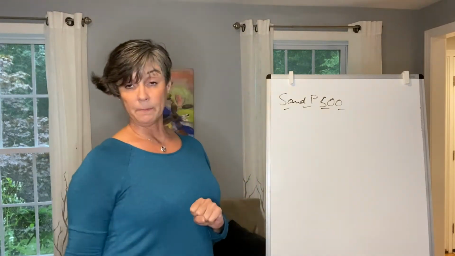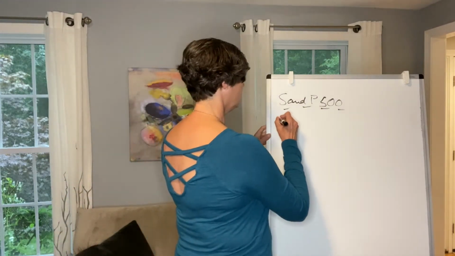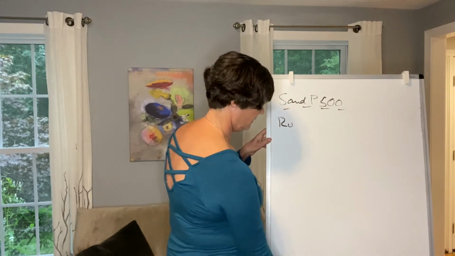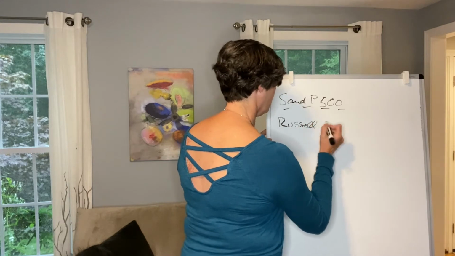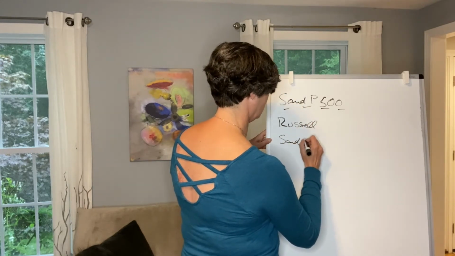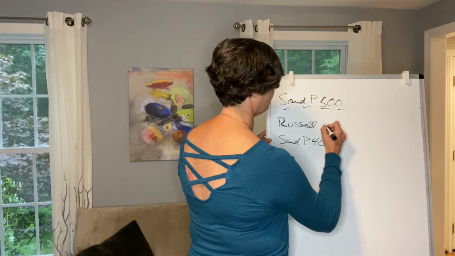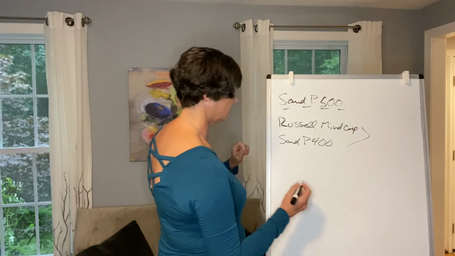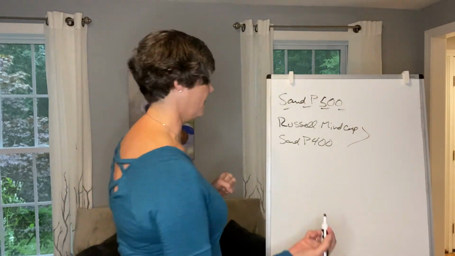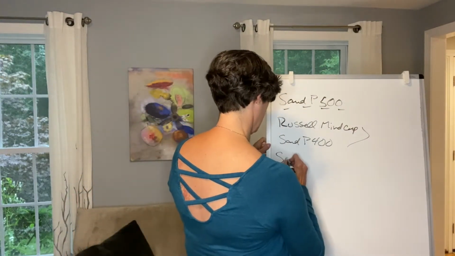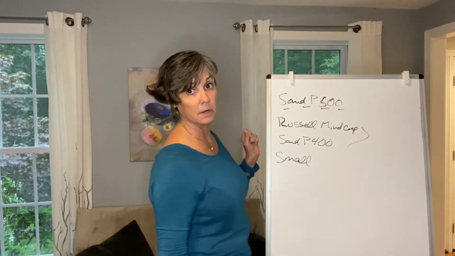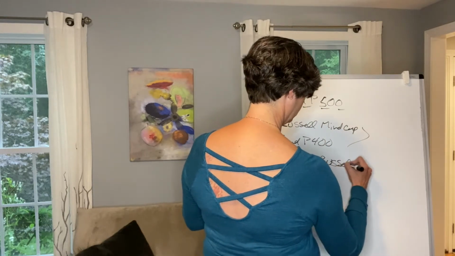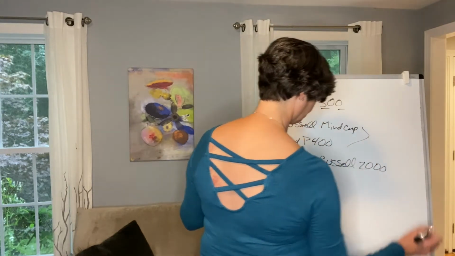Then there's mid-cap indexes. For a mid-cap, you could do a Russell mid-cap index fund, or you can do the S&P 400. You could do a Russell mid-cap or the S&P, and those are both mid-cap type indexes. And then you can look at small cap. Small cap indexes in the US market are going to be like the Russell, the Russell 2000 for the small cap.